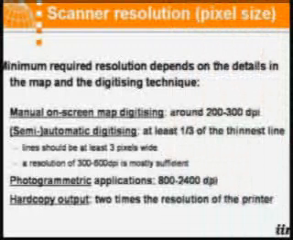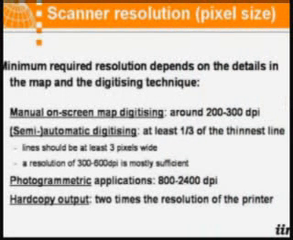The resolution of 300 to 600 dpi is the most sufficient one. In the case of photogrammetric applications, more precise and more accurate measurements can be made. We are talking about 800 to 2400 dpi. In the case of hard copy output, 2 times the resolution of the printer. That's what we require.